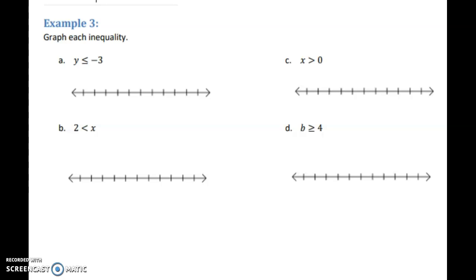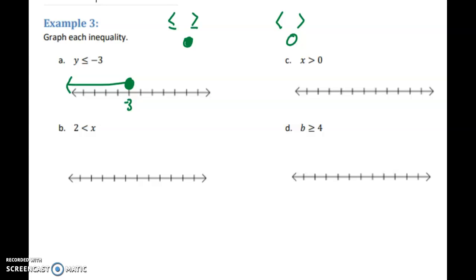All right, let's look at example 3. When you have the less than or equal to or the greater than or equal to, that's a closed circle. When you have less than or greater than, that's an open circle. All right. So y is less than or equal to negative 3. So put your circle above negative 3. Less than or equal to, the equal to on the bottom tells me shade it in, meaning it can be negative 3. Numbers that are less than negative 3 are towards the left.